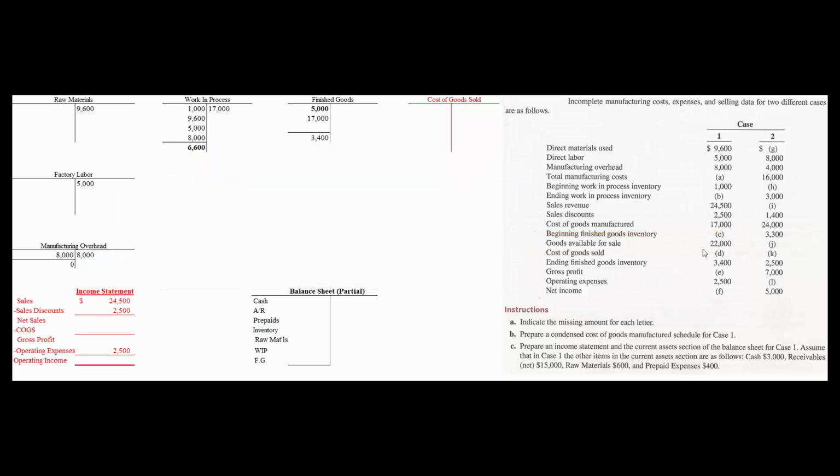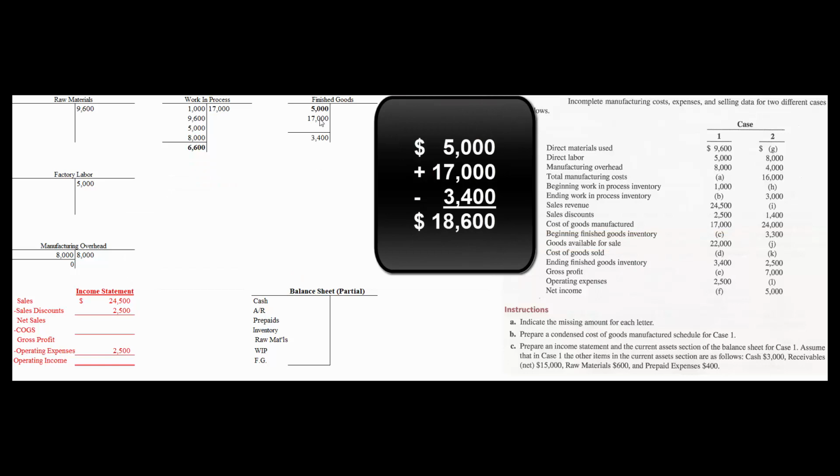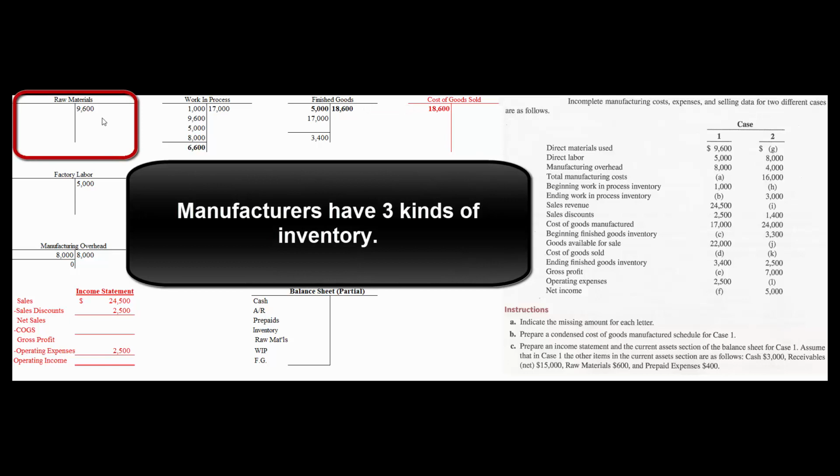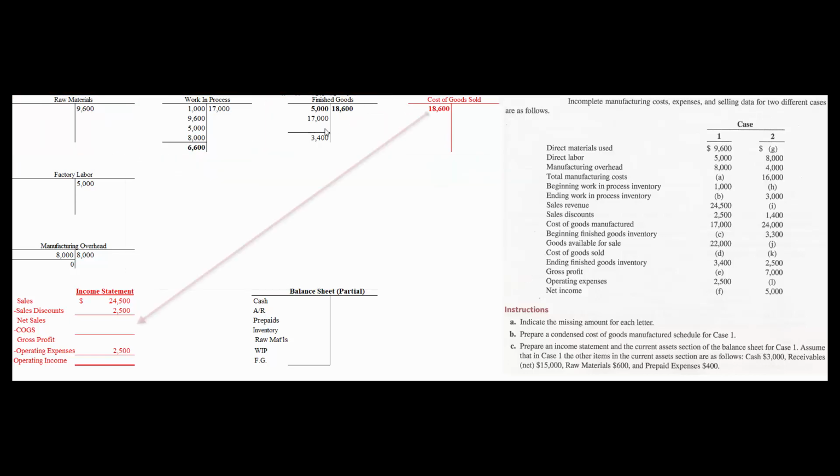It tells us the ending finished goods inventory was $3,400. So 5,000 plus 17 minus 3,400 means that we must have transferred out 18,600. That's our cost of goods sold. So we've got three inventory counts: stuff we're going to work on, stuff we're working on, stuff we're finished working on, and our income statement account, our cost of goods sold, must be $18,600.